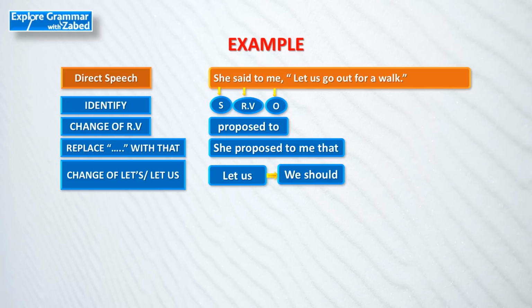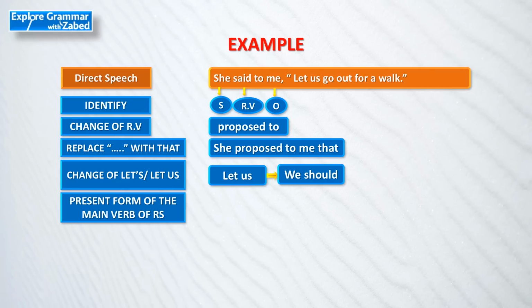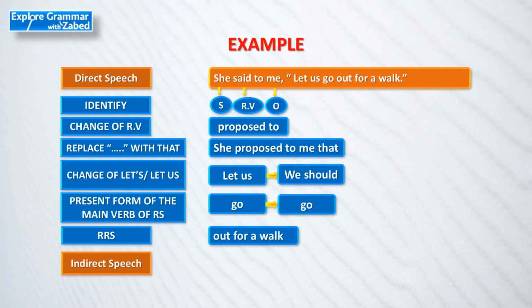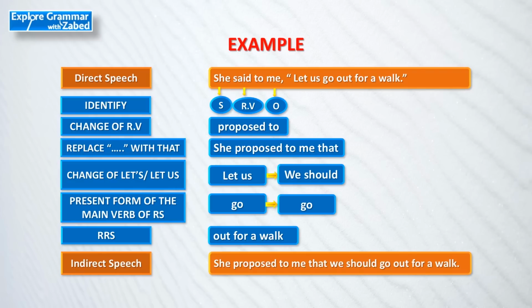Fifth step is to write the verb in present form. So here the verb of the reported speech is go and it is in present form, so it will remain same in indirect speech. Final step is to write the remaining part of the reported speech. Here the remaining part of the reported speech is out for a walk. So the indirect speech for this sentence would look like she proposed to me that we should go out for a walk.